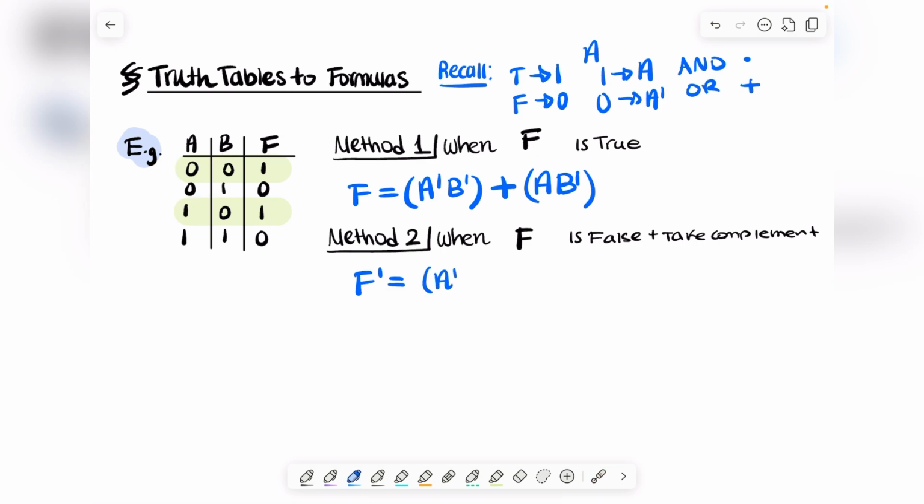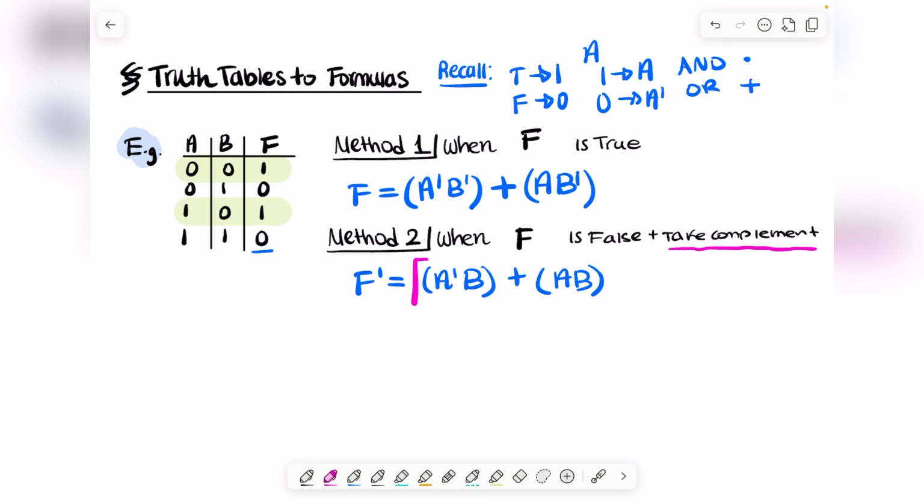So we have A prime and B is true, but again, and is represented with multiplication, so we change this to multiplication, which we don't even need to because we could just write it as such. Or, remember, or is represented with addition. Another case for when F is false is over here, when A is true and B is true. So A is true and B is true, but again, we can represent and with multiplication. We don't really need it. We could just write it as such. And this is F prime. To get F, we take the complement, which is just a fancy way of saying, hey, take the opposite of everything.